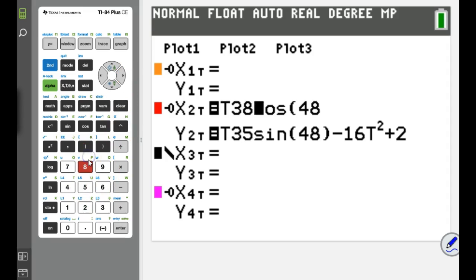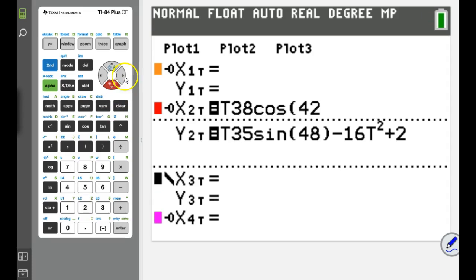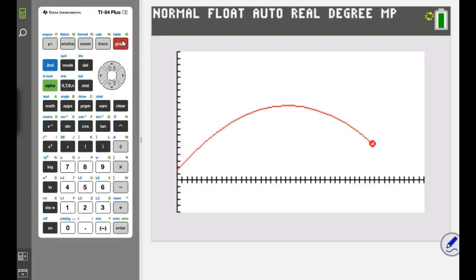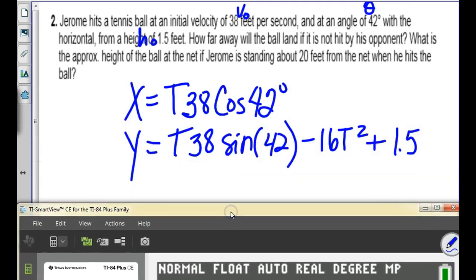Was it 38 and 42, guys? Thank you. And the initial height was 1.5. Okay, I think my window might be okay. I'm going to try it. Did it work? Okay. I know there's one somewhere with a rocket, and you have to have a much bigger window because the rocket goes further.